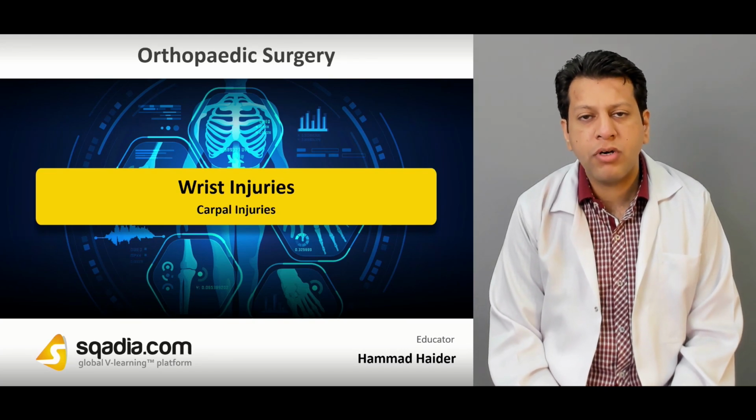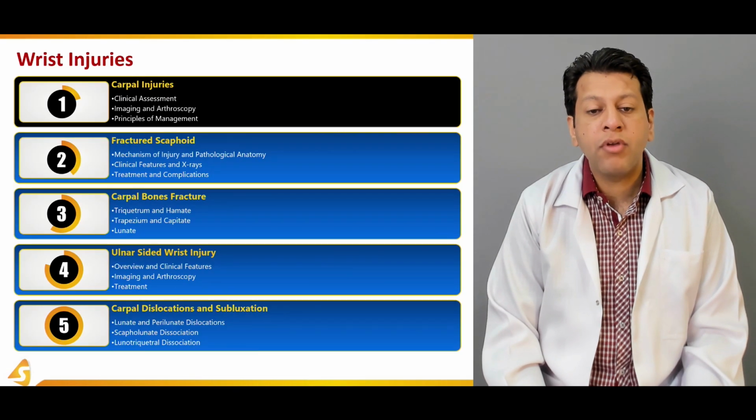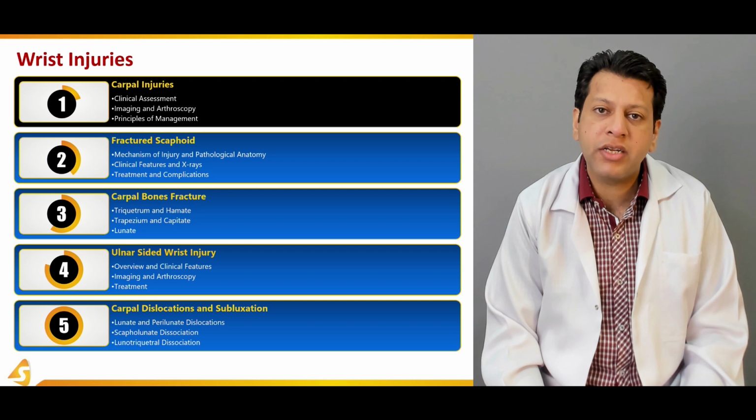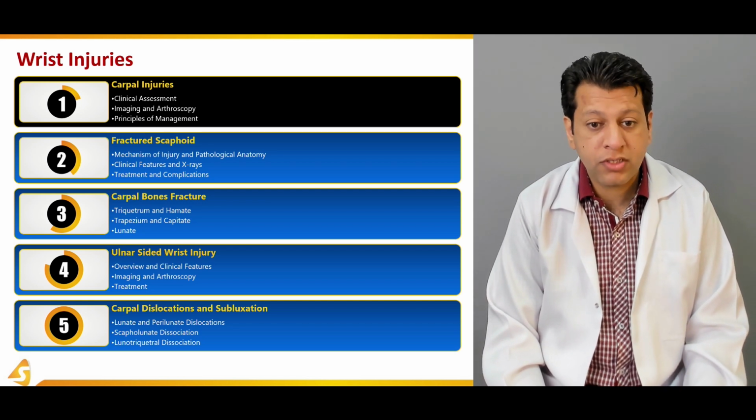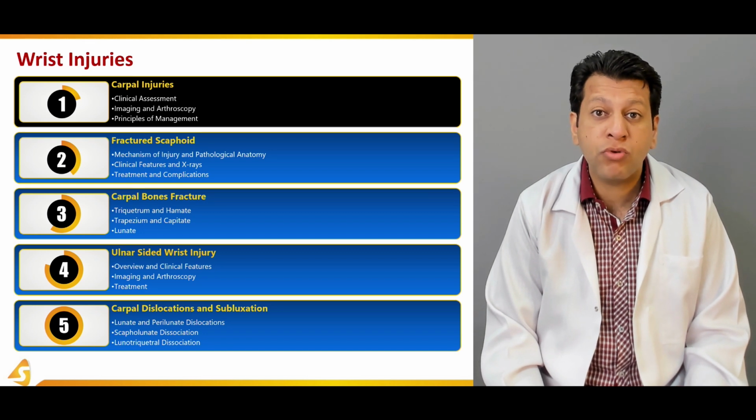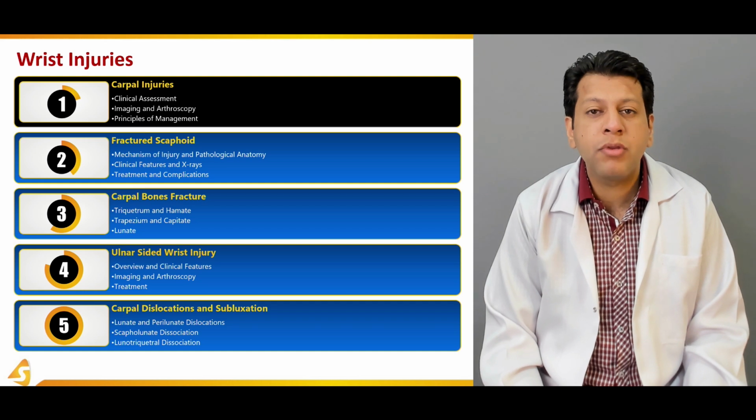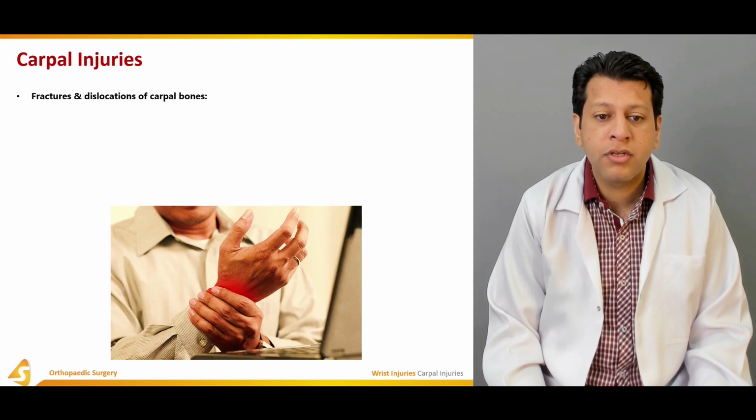Now, moving on to our section, that is the carpal injuries. We'll be discussing clinical assessment, what is the role of imaging, how to get different x-rays and what type of x-rays are needed to review different types of injuries, what is the role of arthroscopy in assessing the amount of ligamentous injuries and MRI, and then we will be briefly discussing the principles of management of the carpal injuries.